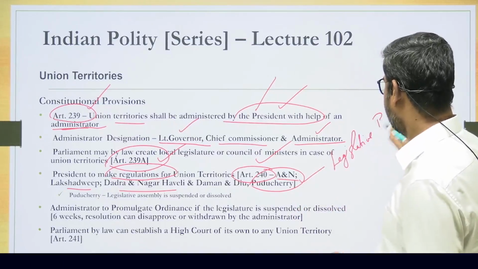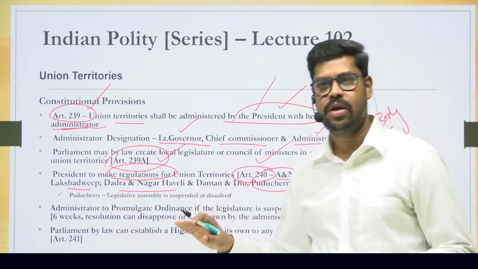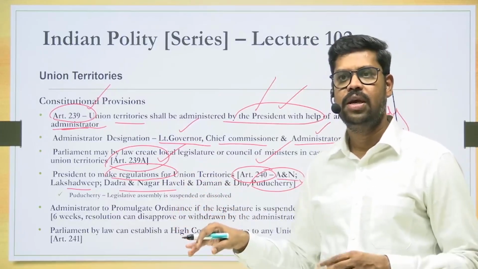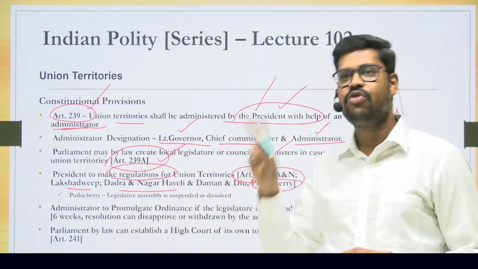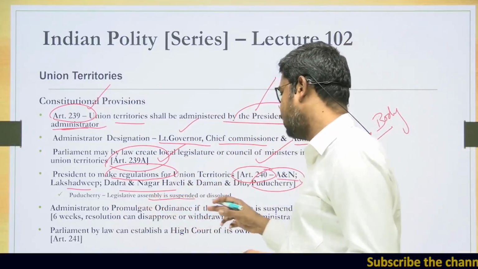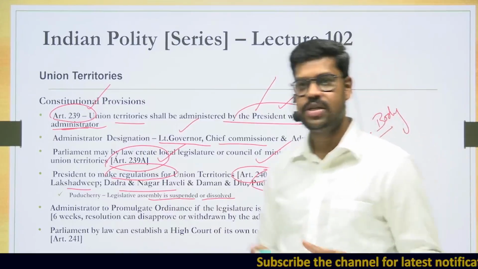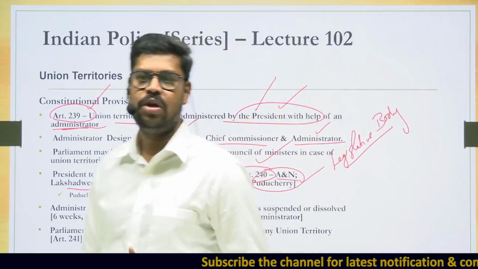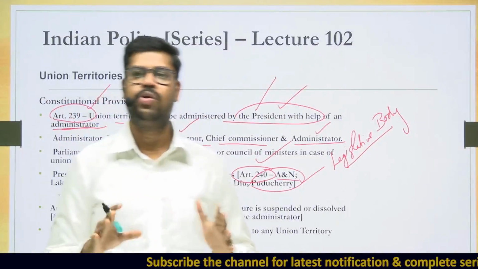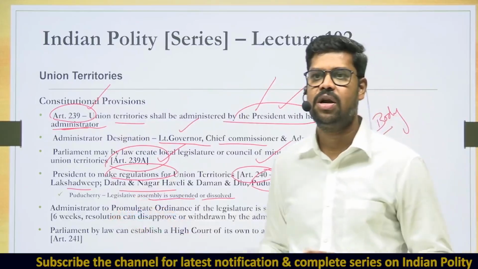While the president can make regulations for the better administration of these union territories, including Puducherry, in case of Puducherry the president can do so only when the legislative assembly is suspended or dissolved. If the legislative assembly of Puducherry is functional, if it is active, then the president cannot make any regulations. But he can do so in all the other union territories mentioned in Article 240.